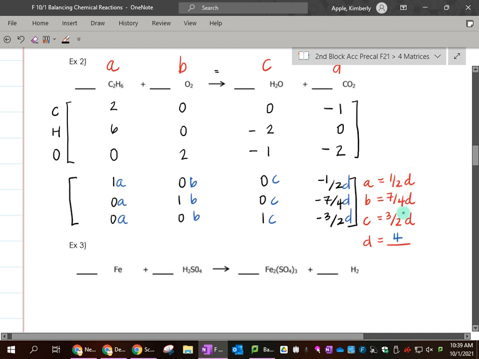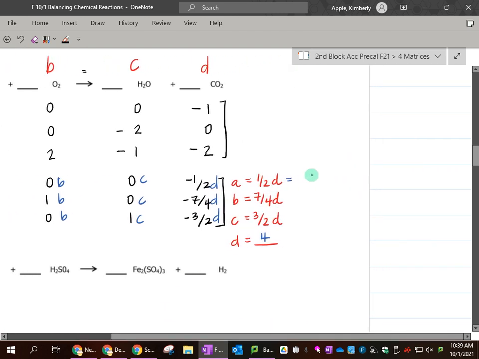Okay, so now we go back and plug in 4 for D. Because D we said is 4, so go plug in D everywhere. So this will really be 1/2 times 4. This one will be 7/4 times 4 because D is 4. I'm just going back and plugging in my chosen value of D. 3/2 times 4. Okay, so A is 2, B is 7, C is what, 6? Okay, cool, and D is 4, so there they are.